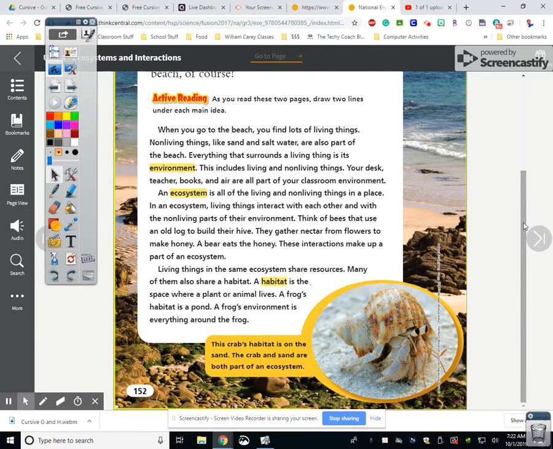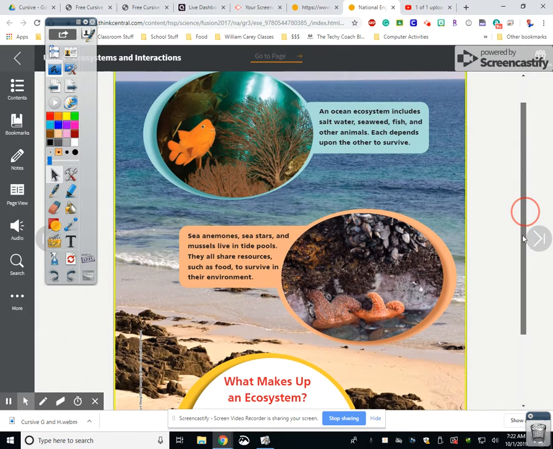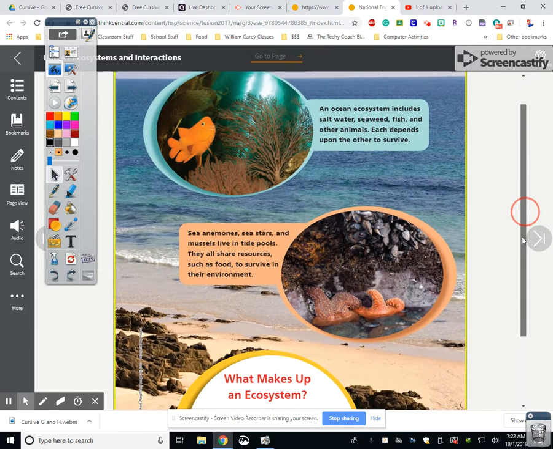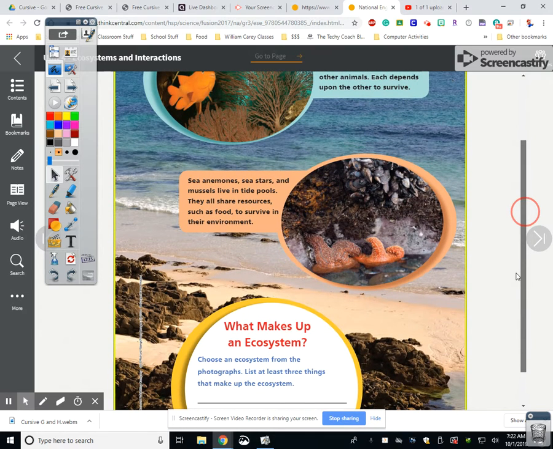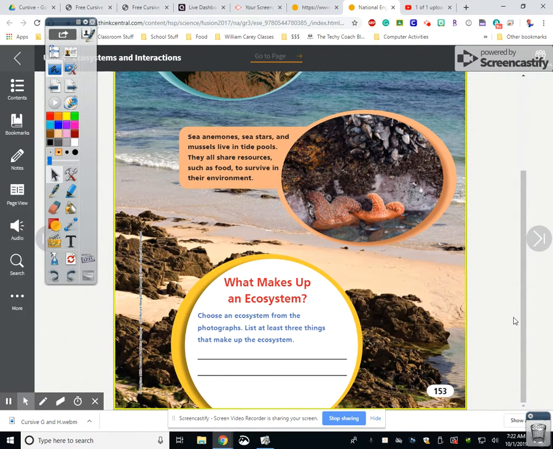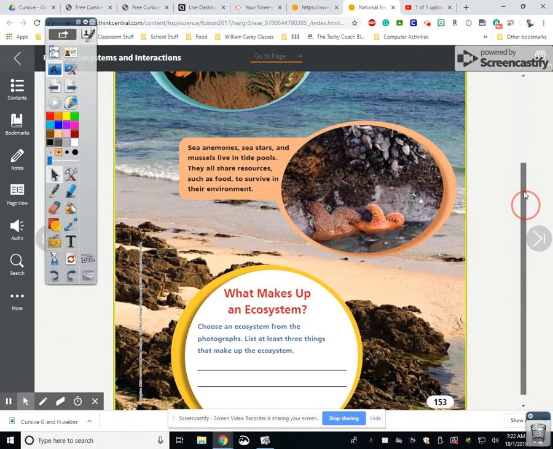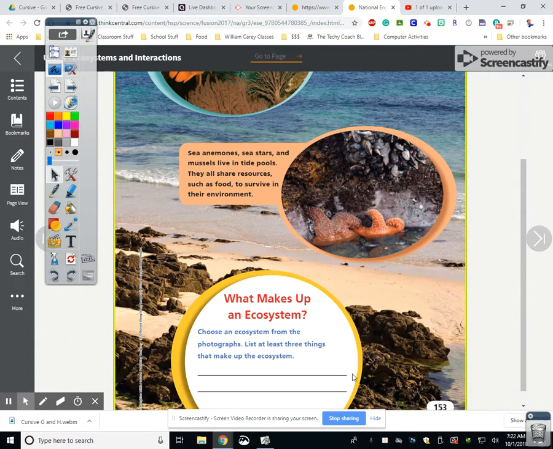So the bottom here says this crab's habitat is on the sand. The crab and the sand are both part of an ecosystem. An ocean ecosystem includes salt water, seaweed, fish, and other animals. Each depends upon another to survive. Sea anemones, sea stars, and mussels live in tide pools. They all share resources such as food to survive in their environment. So it says choose an ecosystem from the photographs. List at least 3 things that make up the ecosystem. So if I'm going to choose an ocean, I'm going to say they have salt water, seaweed, and fish. And there's also other animals. You just have to list things, not give me a sentence. I want those answers right here at the bottom.